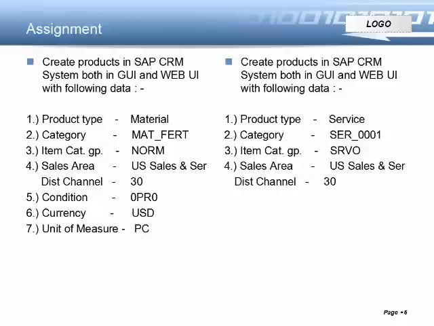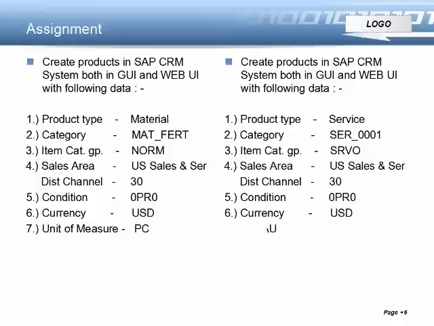For sales area, again use US sales and distribution channel 30. For condition, use PR00. Currency, again USD, because you are selecting US sales and service. And finally, unit of measure, use AU, which is nothing but activity unit. Price, whatever price you want to give, you can enter, like 15 or 62 or 17 or 80, whatever price.